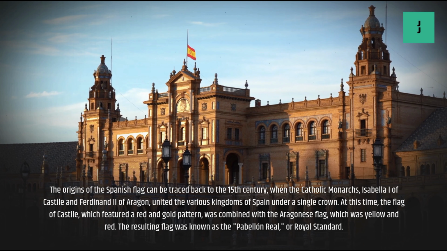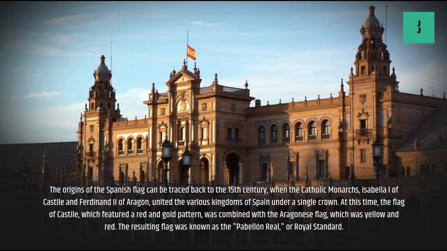Spanish flag history. The Spanish flag, also known as La Rojigualda, has a rich and complex history that spans centuries. Its design has changed over time, reflecting the tumultuous history of the Iberian Peninsula and the many cultures and civilizations that have inhabited it.